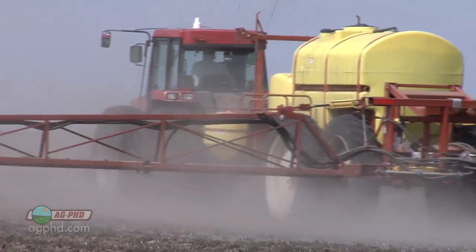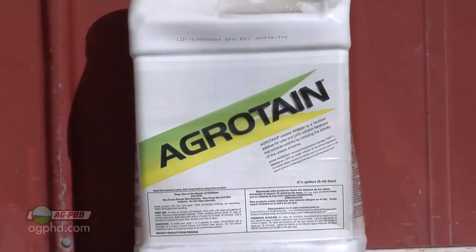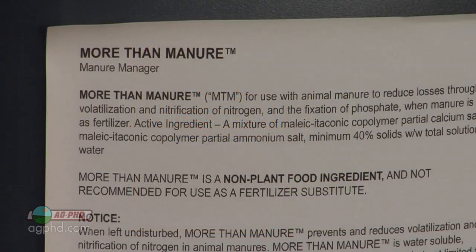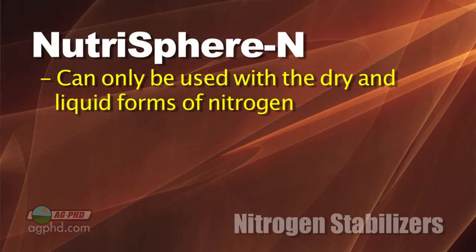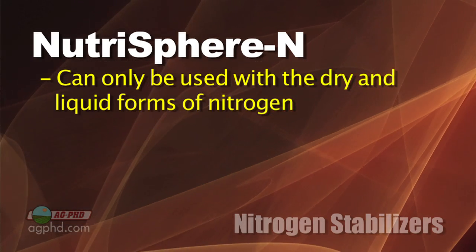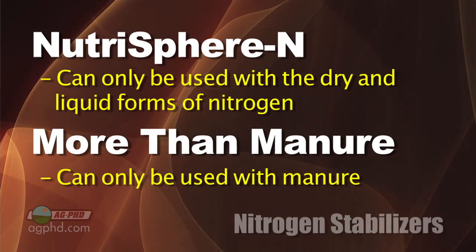So when it comes to this volatility issue and nitrogen stabilizers, here's what we're looking at. Agrotain is a very good option, as is NutriSphere N or More Than Manure. So let's talk about those. NutriSphere cannot be used on really anything other than the dry and liquid forms of nitrogen. With the More Than Manure, that can be used with manure. So neither one of those can go with anhydrous.